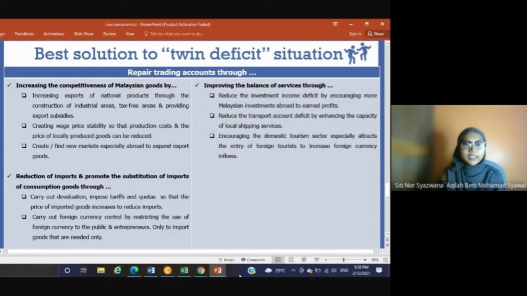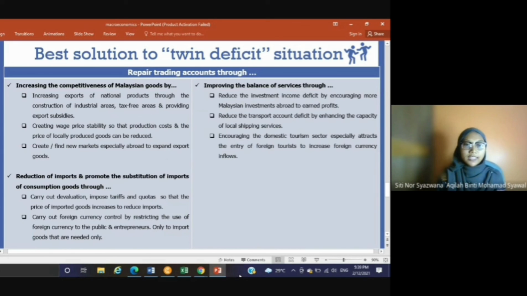The first one is increasing the competitiveness of Malaysian goods by increasing exports of national products through the construction of industrial areas, tax-free areas, and providing export subsidies. Creating wage and price stability so that production costs and the price of locally produced goods can be reduced. Create or find new markets, especially abroad, to expand export goods.